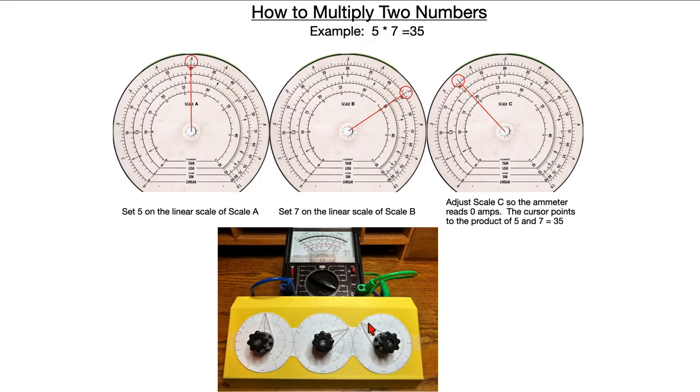And here's a picture of it down here. So here's 5, here's 7, and here's 35. And then you can see on the ammeter here, the amp scale is this black scale right here, and here's the pointer on it, and it's indicating 0 amp. 0 is on the far left side of the scale.